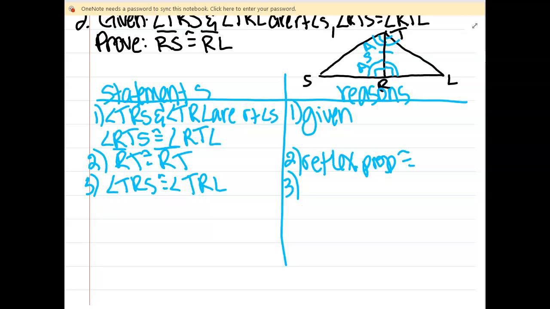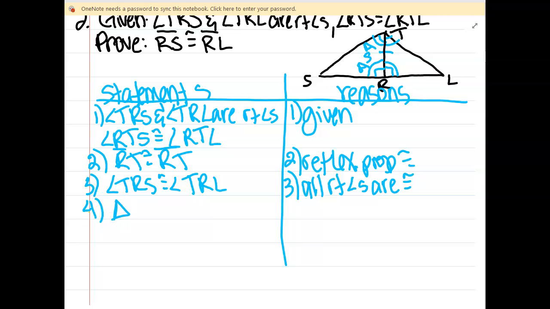What's that reason? Remember? All right angles are congruent. They're both right angles, they have to be congruent. So I have angle, side, angle in my proof. So I'm ready to say I know that the triangles are congruent.